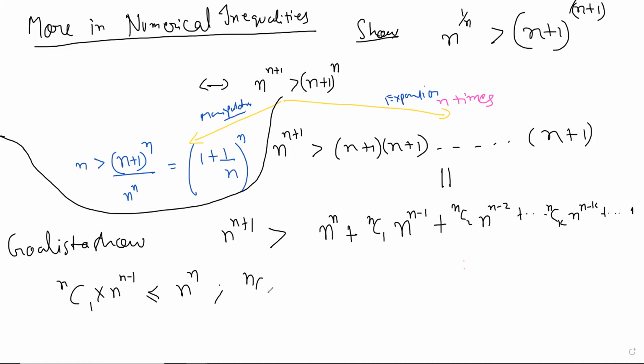And then if I do n choose 2 times this, can you say something similar? What is this less than? Can I say that this is less than n to the power n? Let's think about this. This is a question.